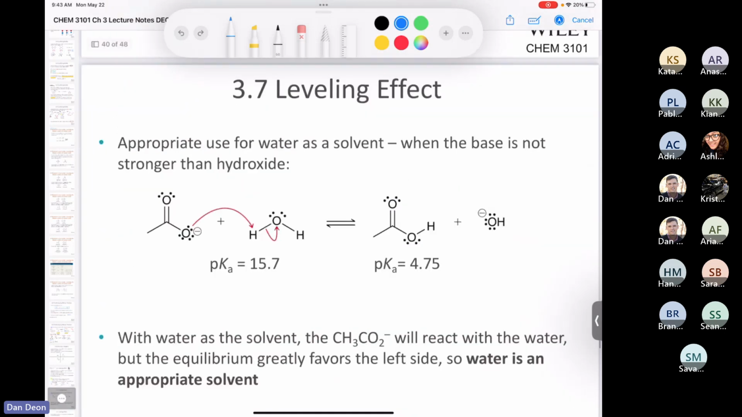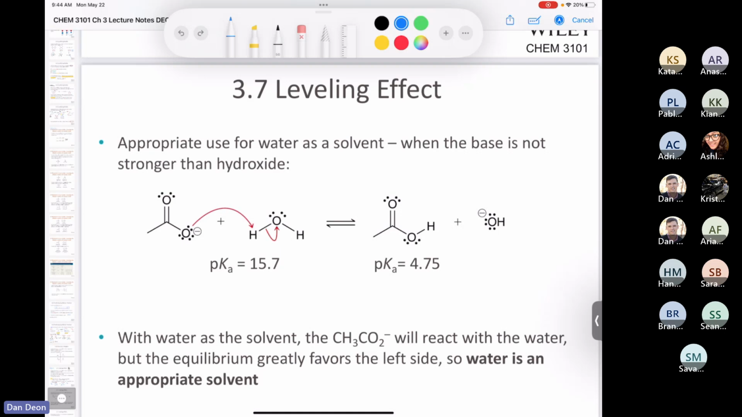So if you're wondering, well, what's the consequence of the leveling effect? It says appropriate use for water as a solvent. When can we use water as a solvent? If you go back to your general chemistry 1 and 2 days, you used water as a solvent for virtually everything you ever did in those classes. Water is almost, not never, but it's rarely used as a solvent in organic chemistry. So when can you use water as a solvent? Well, here's a reaction in organic chemistry that you could use water as a solvent.